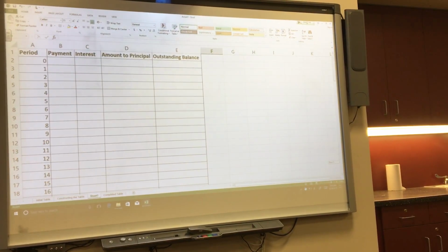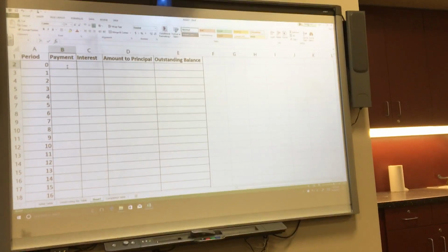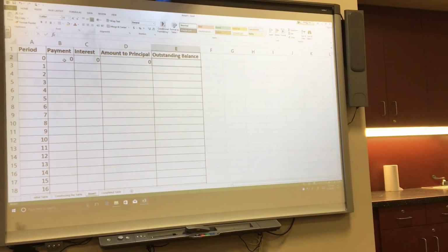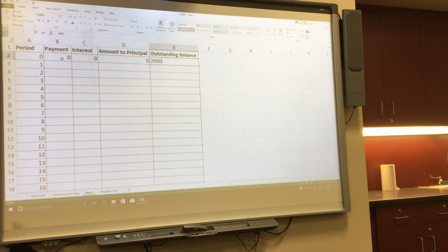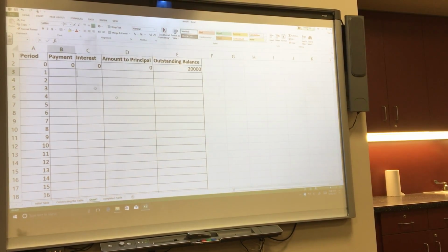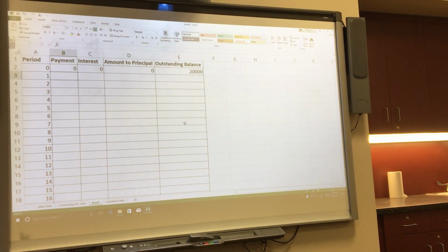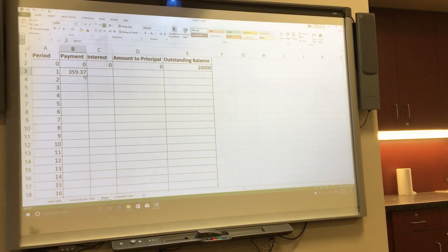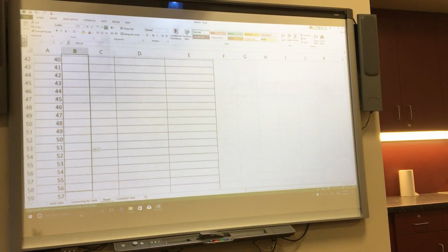Okay. Next, I don't actually make a payment amount at the beginning, but this is where I'm going to put in the original amount of the loan, which is $20,000. Okay. Now the payment that we calculated was $359.37. I'm going to have Excel copy that all the way down as well.